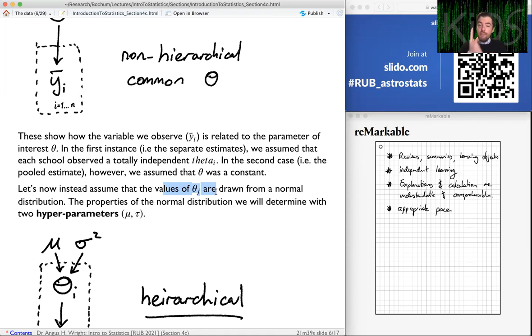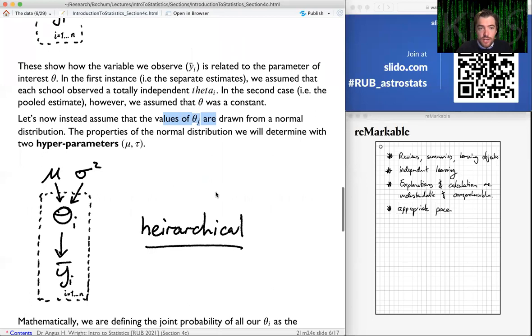And then from that mean with true effect of coaching, you sample a particular value of theta I, and you then get an estimate for the school, and you use that to test your observation. And then you use that as your model. That situation is a hierarchical model.